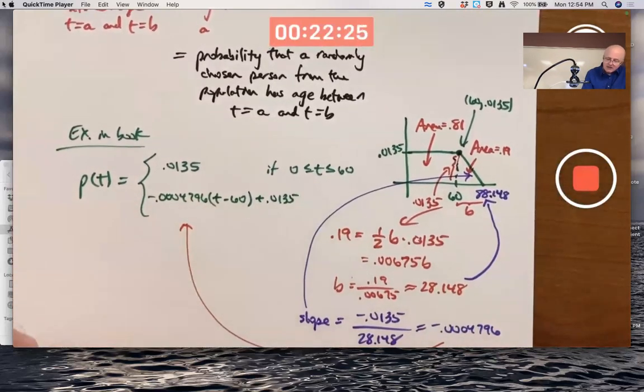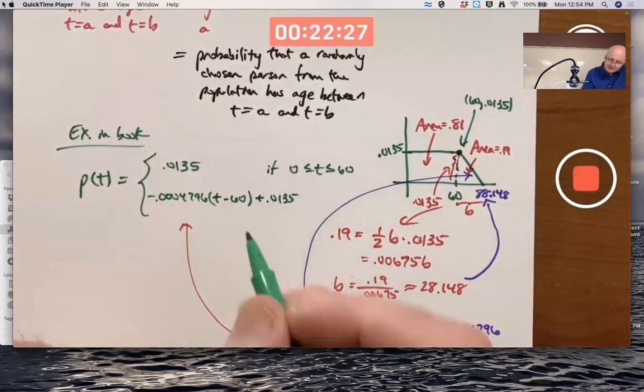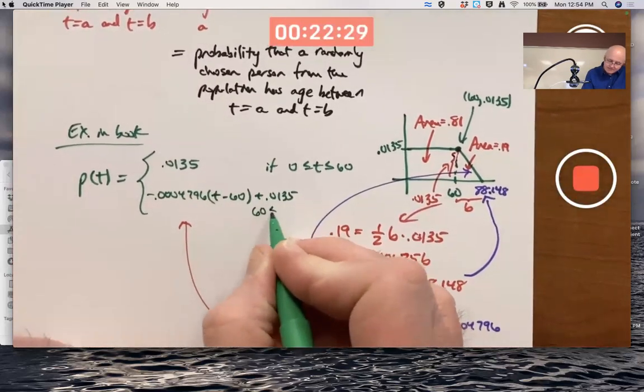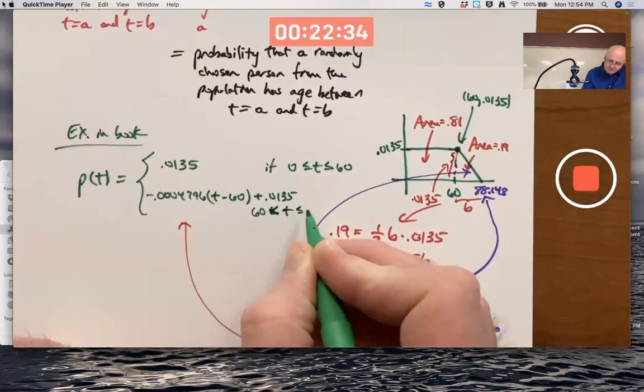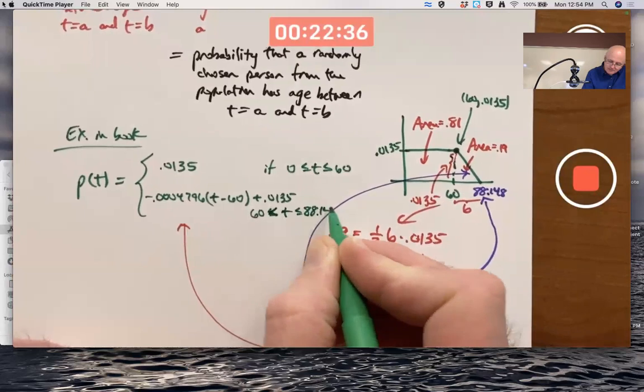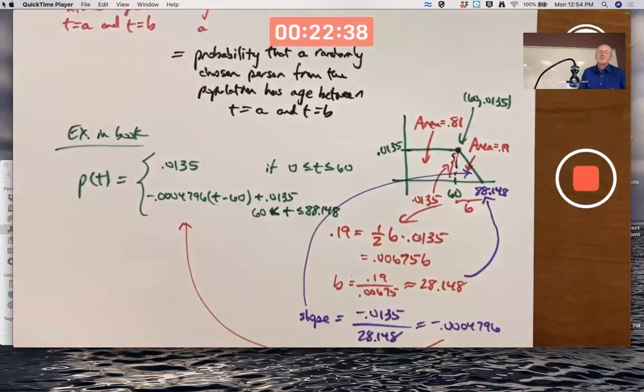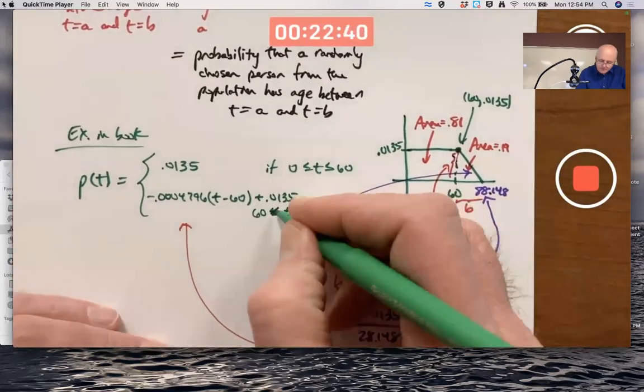I'm actually not even going to bother simplifying it. The book does simplify it. I'm not going to bother. There we go.